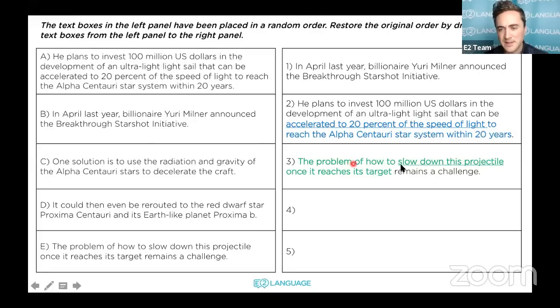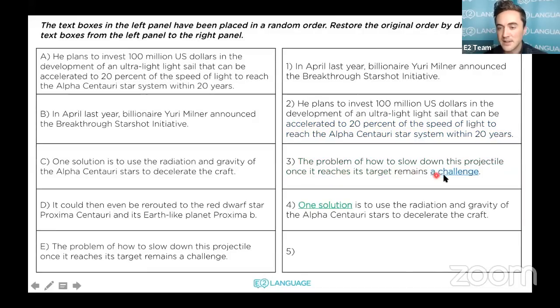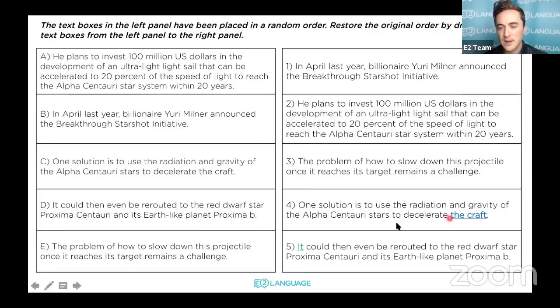The problem of how to slow down this projectile, accelerate, slow down, you can see the object connecting to the subject here. In fact, this is part of the verb, but anyway, it still makes sense. Slow down this projectile once it reaches its target. And what's the object of this one? A challenge. Here's the verb. A challenge connects to the subject here, one solution. And here, what's the object? It's the craft. The craft connects to the subject here, it.